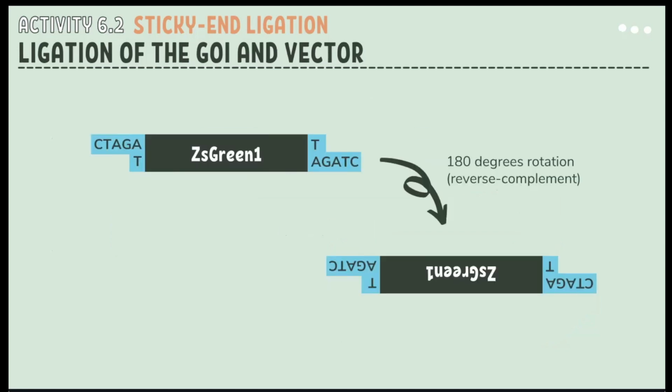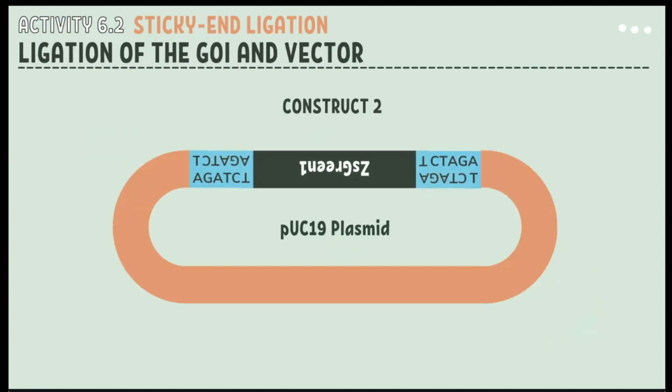However, it is important to note that since the restriction site is palindromic, if you rotate the gene 180 degrees, it can also ligate with the vector as shown on the screen. So as a result, you'll get two different constructs in this activity. Now let's make these constructs in the APE software.